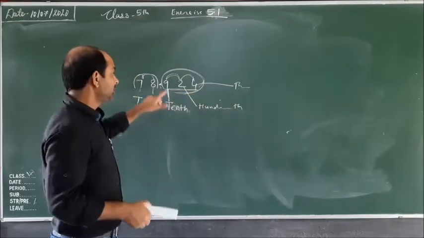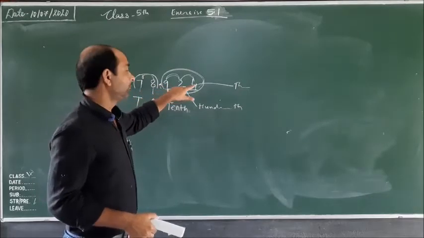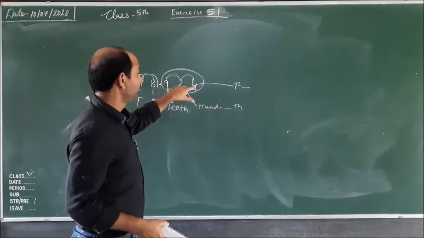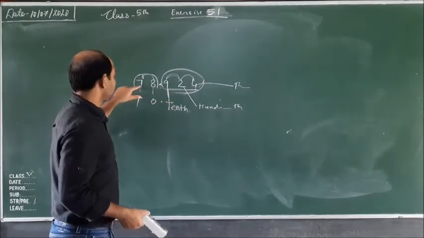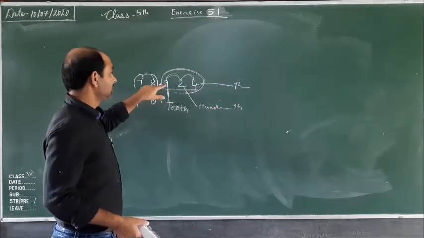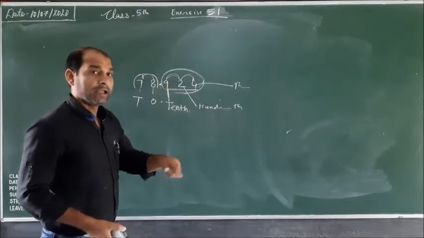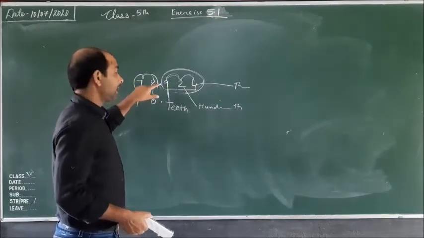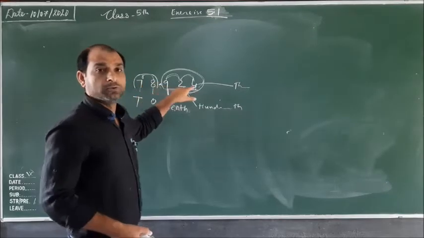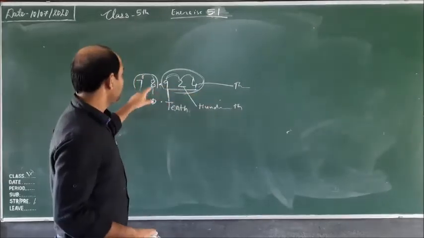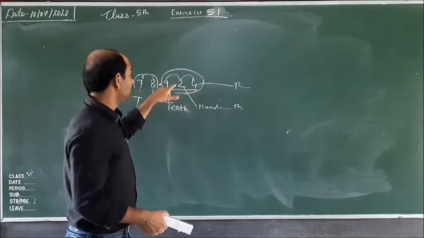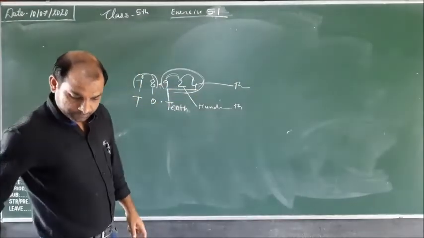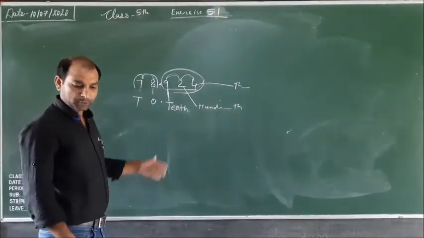So we read 924 as 78.924, or you can also read it as 78 decimal 924, and you can also read it as 78 and 924. Okay, now we go to exercise 5.1.